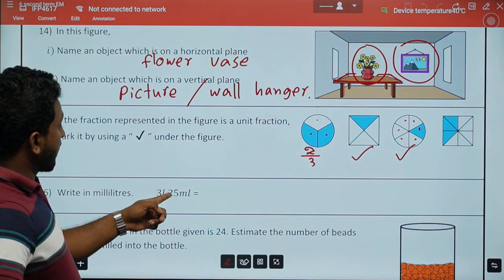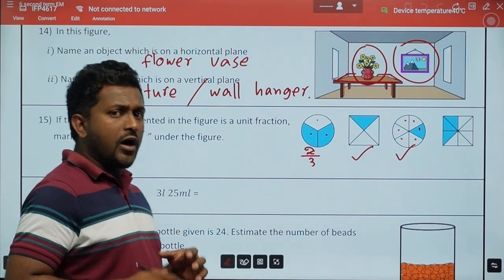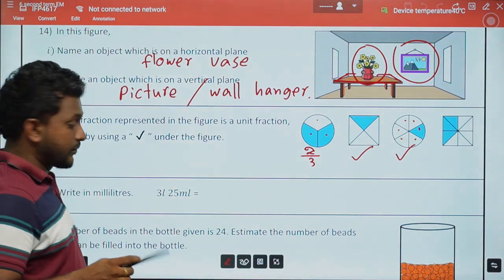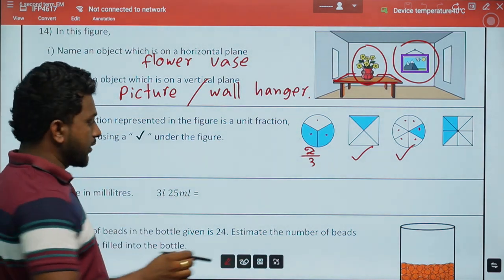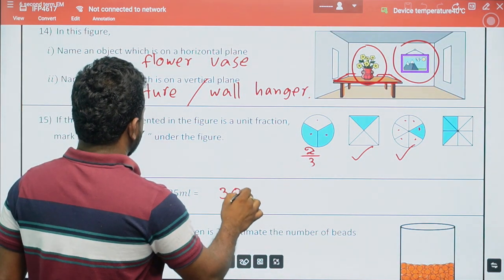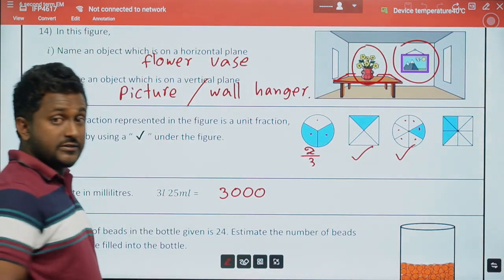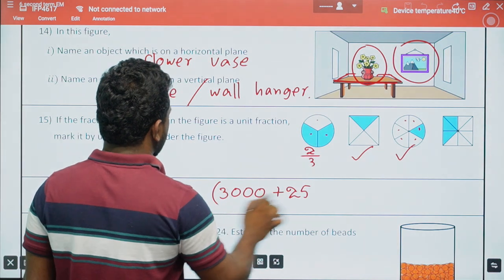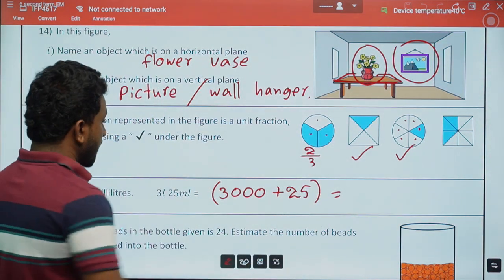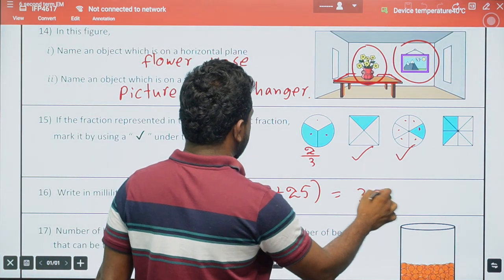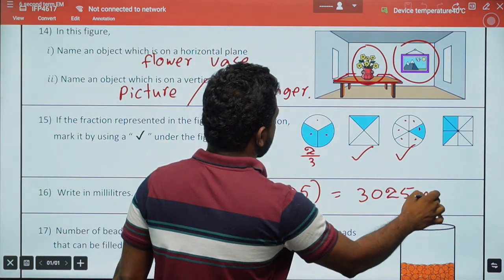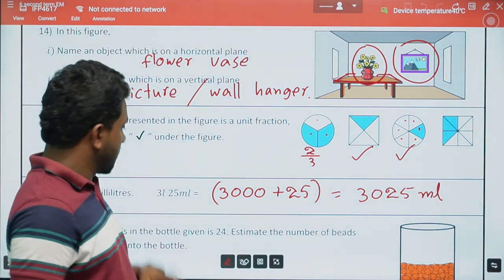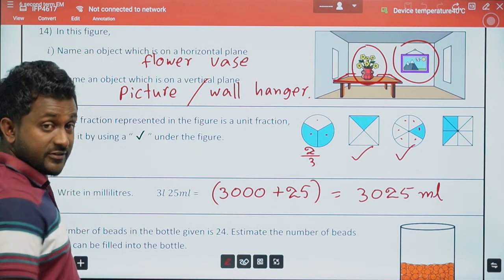Write in milliliters. 3 liters and 25 milliliters. How many milliliters are there in 1 liter? Yes, 3000, no? So, 3 liters we can write as 3000 milliliters plus 25. So, the answer is 3025 milliliters. That is the answer. Okay. Look at the question number 17.